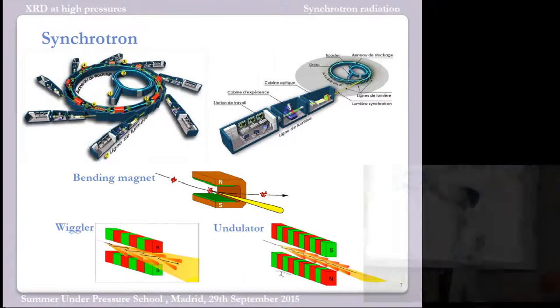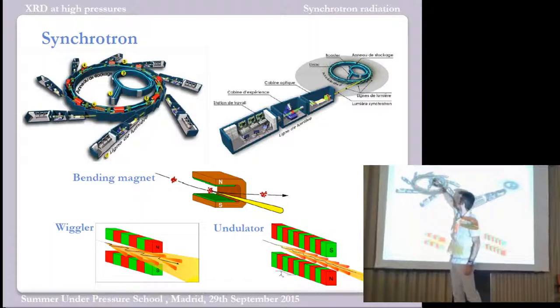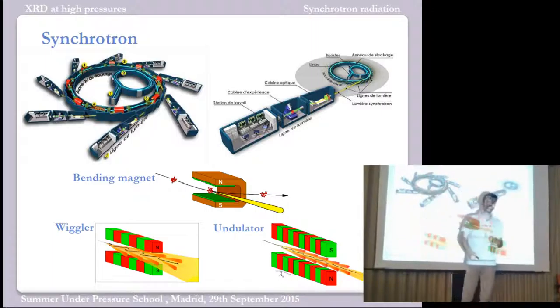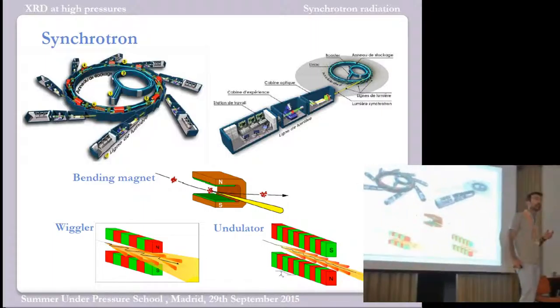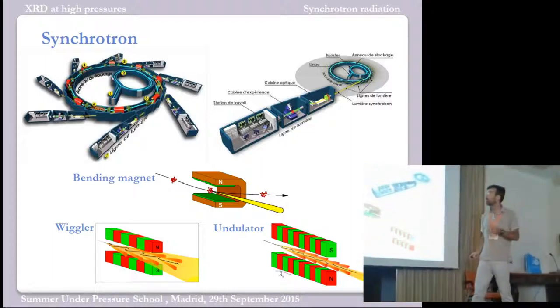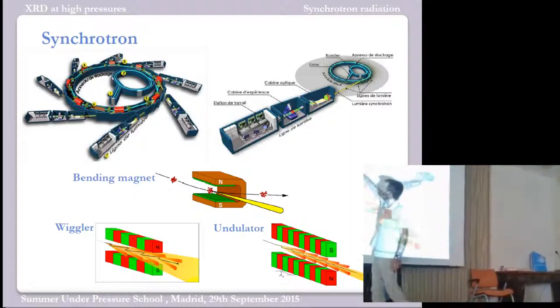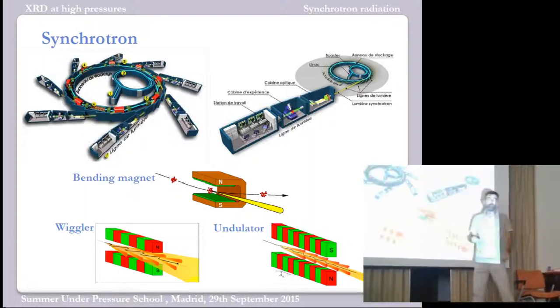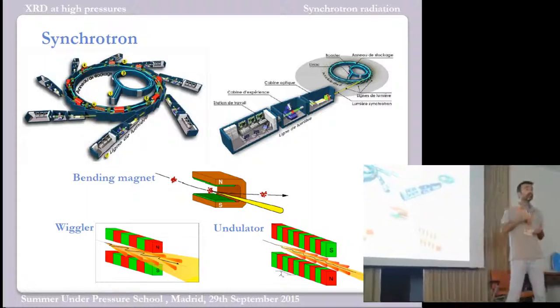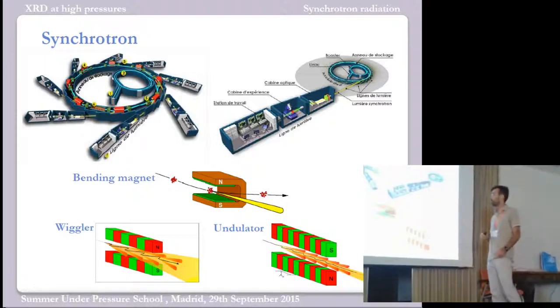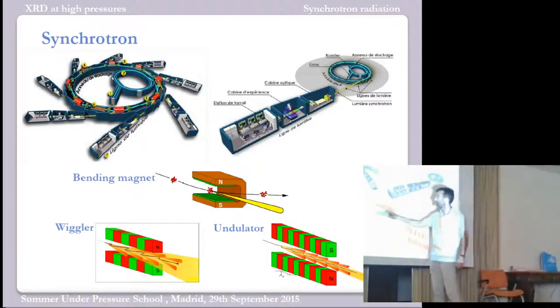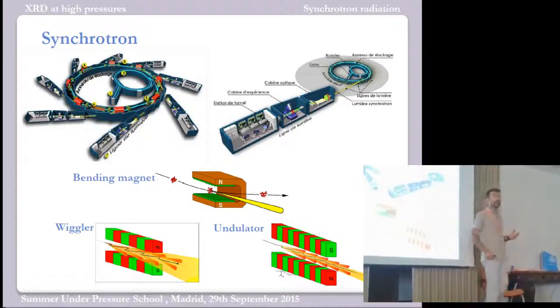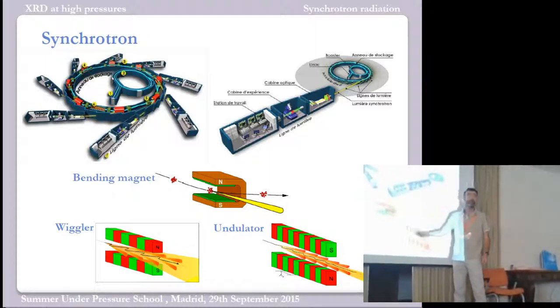Then we have the synchrotron itself, which is this accelerator, which increases the energy of the electrons up to some gigaelectron volts, and then injects them to a storage ring here. In the storage ring, the electrons keep circulating, and while they circulate, they arrive to bending magnets like this, where they are deviated, and when they are deviated, they emit synchrotron radiation.